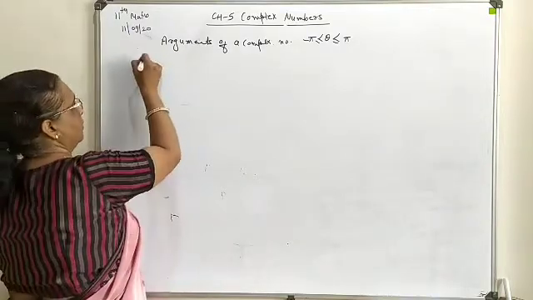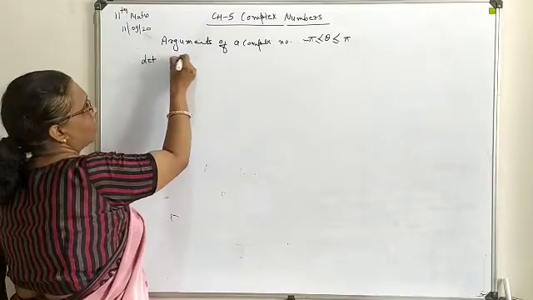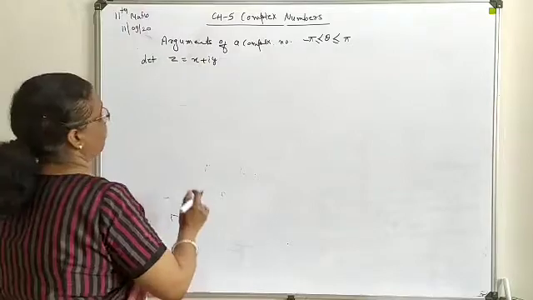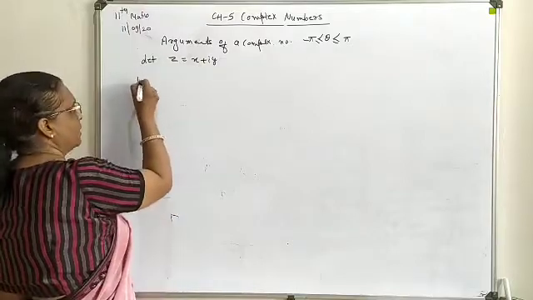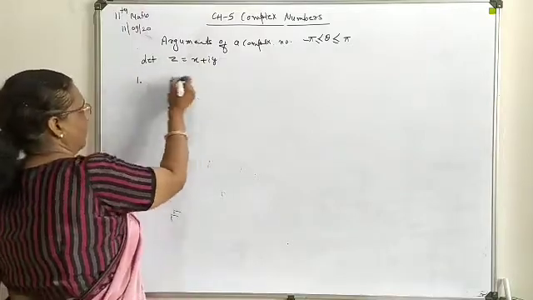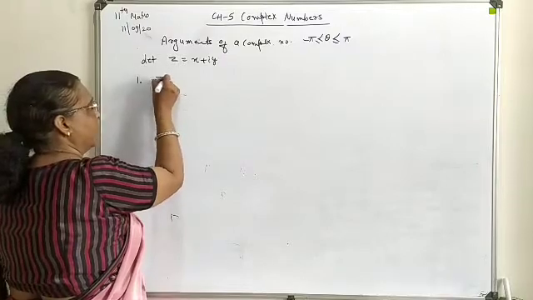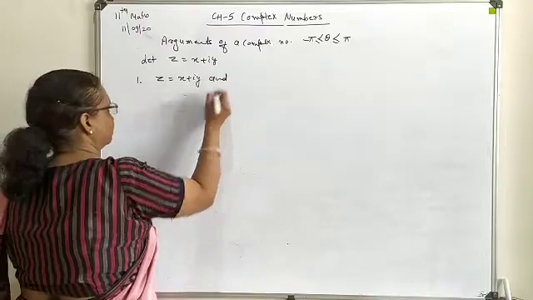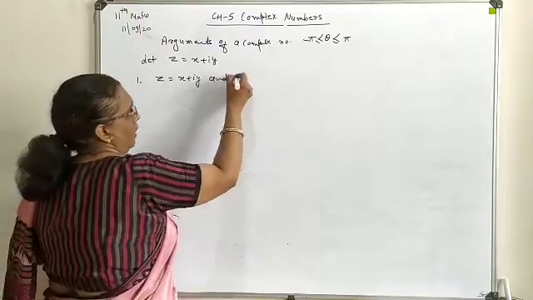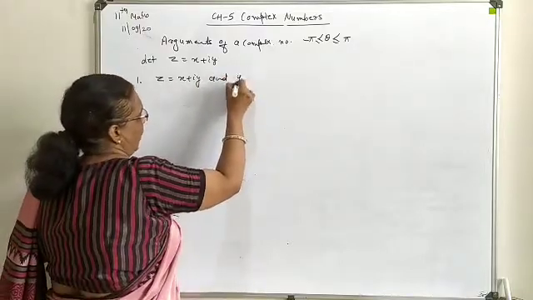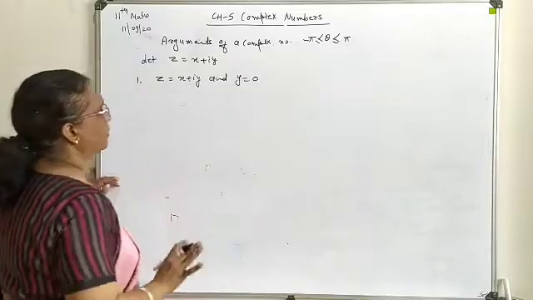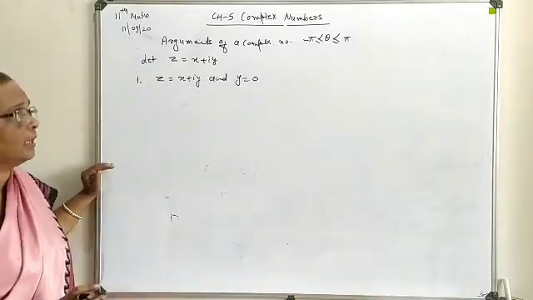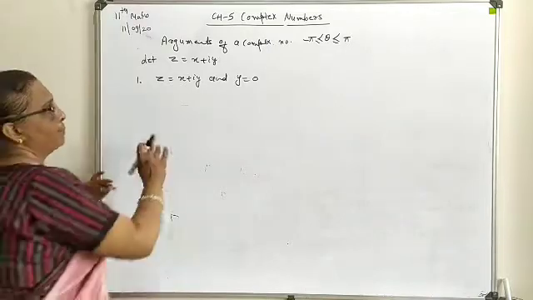First, let z is equal to x plus iota y, it is a normal case. So the first condition we take is when z is available in this form and y is equal to 0, means z is containing only the real part. So at that time what will happen?